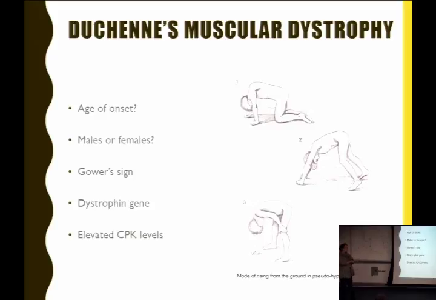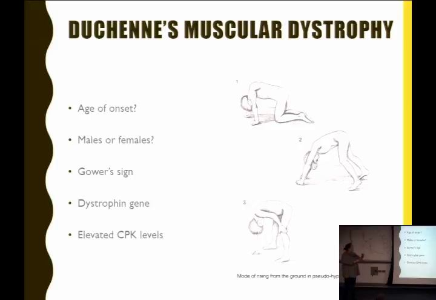3 or 4 usually, sometimes a little earlier. But 3 is a pretty common age. So is it males or females? Majority, by vast majority, it's males. And that's because the inheritance pattern is X-linked.